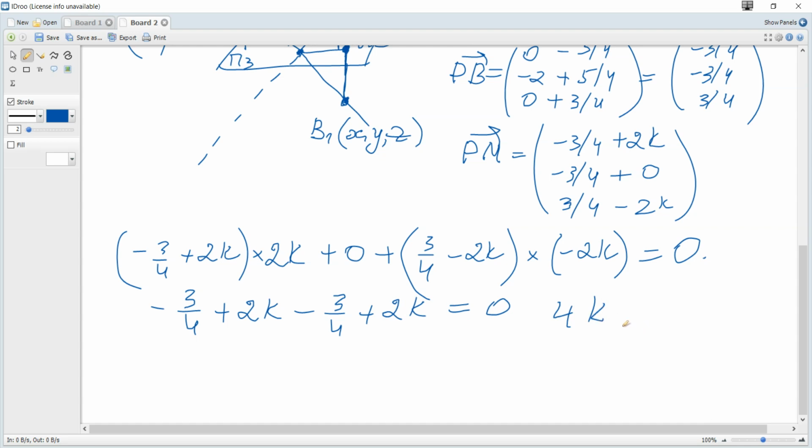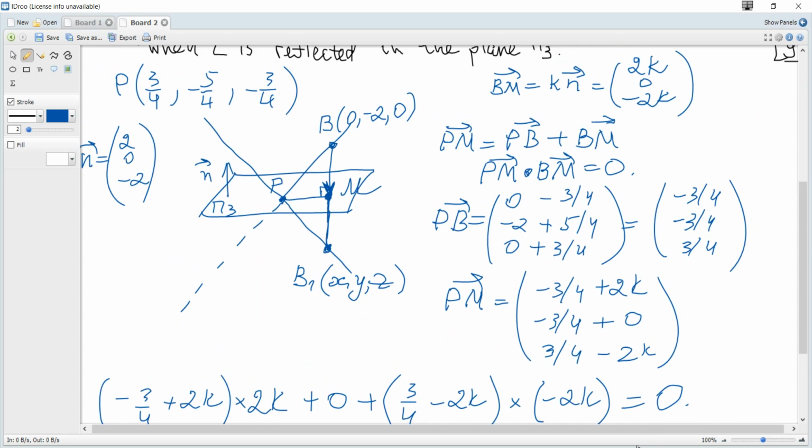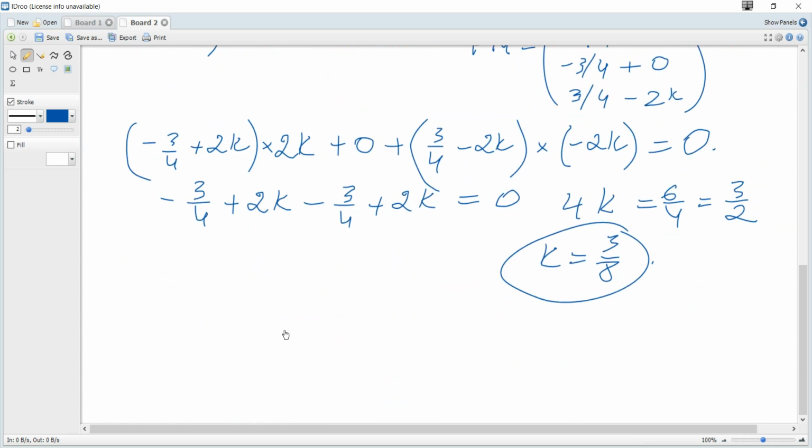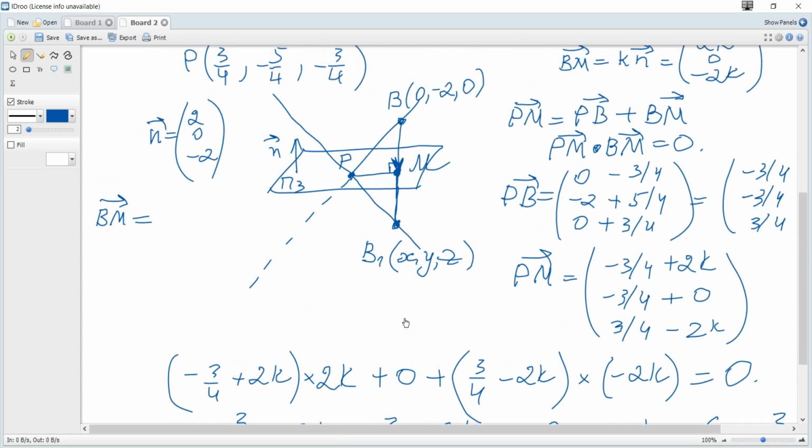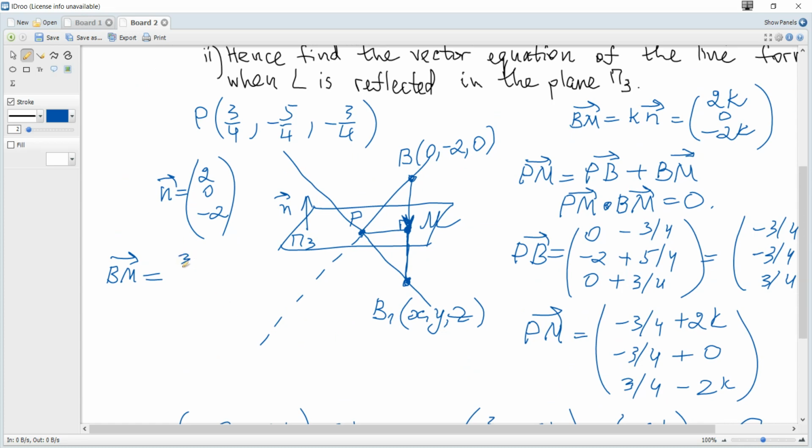So 4k is 6/4, or 3/2, hence k is 3/8. Hence the BM vector is 3/8 times (2, 0, -2), so it's (3/4, 0, -3/4). That's the BM vector.